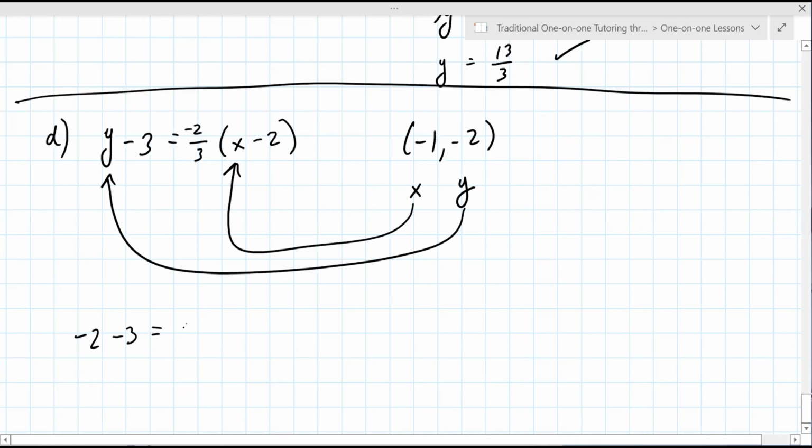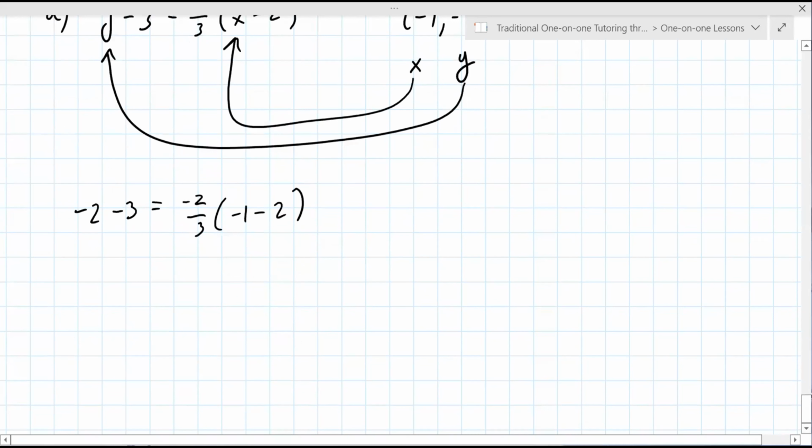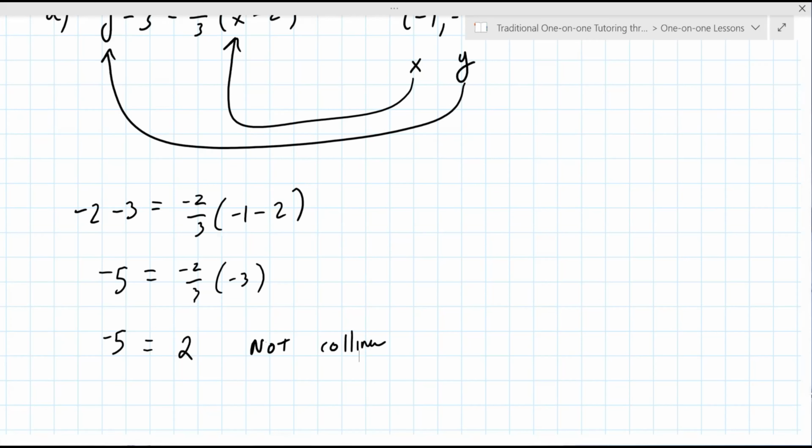-2 minus 3 equals -2/3 times -1 minus 2. What you're hoping for is that the left side equals the right side, exactly the same numbers. Does that happen? Not frequently. Not so far. It probably will eventually happen. So then that would just be 2, and those would be not collinear. Not collinear.